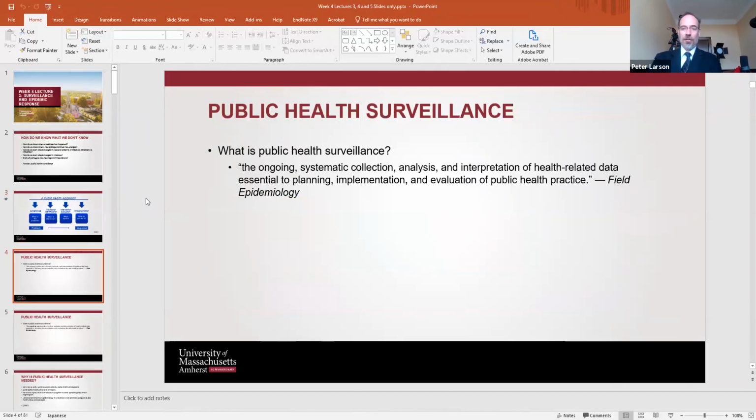So what is public health surveillance? In the book Field Epidemiology, and this is the definition the CDC accepts, it is the ongoing systematic collection, analysis, and interpretation of health-related data, essential to planning, implementation, and evaluation of public health practice. The key words here are ongoing and systematic. We have to keep collecting data in a consistent manner over a long period of time to be able to spot new or changes in existing public health threats.